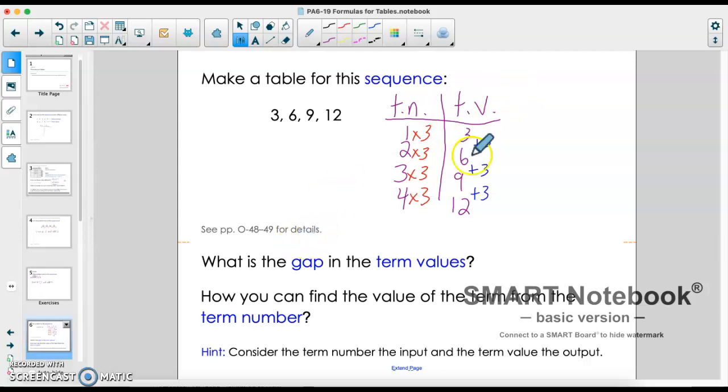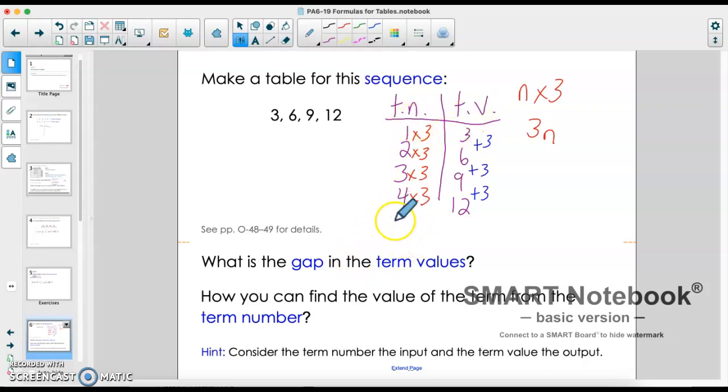Sorry, that's not the pattern rule. The pattern rule is start at 3 and add 3 every time. The formula, right? The formula would be, again, n times 3, or 3n. That would be the formula to get from the term number to the term value.